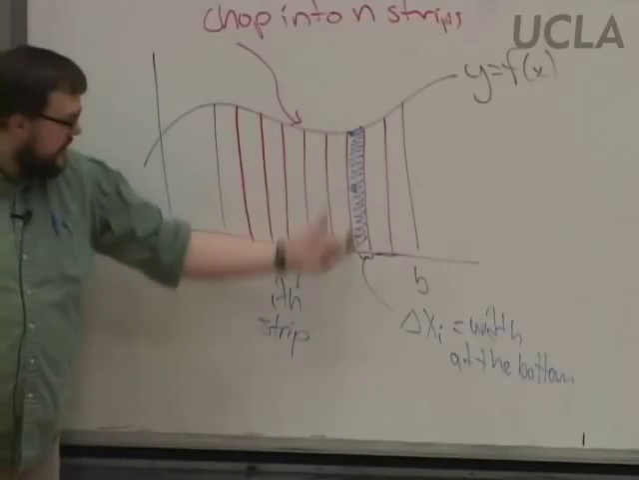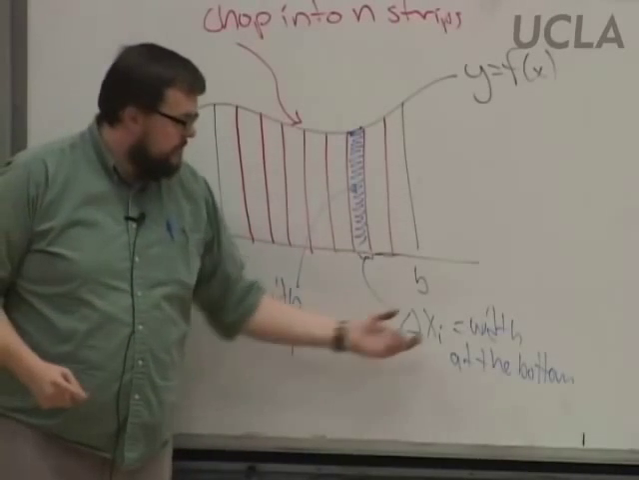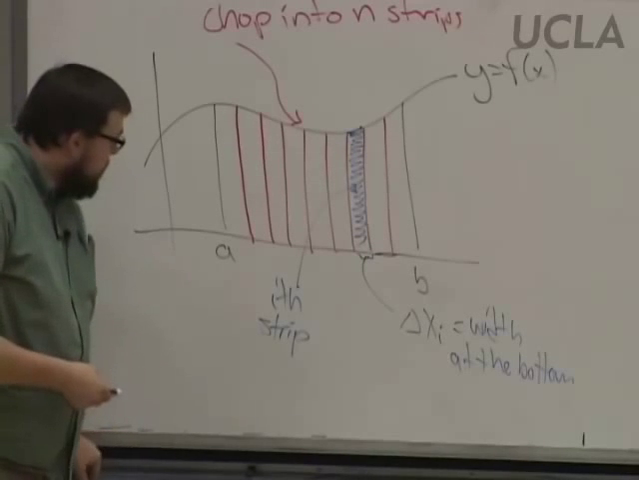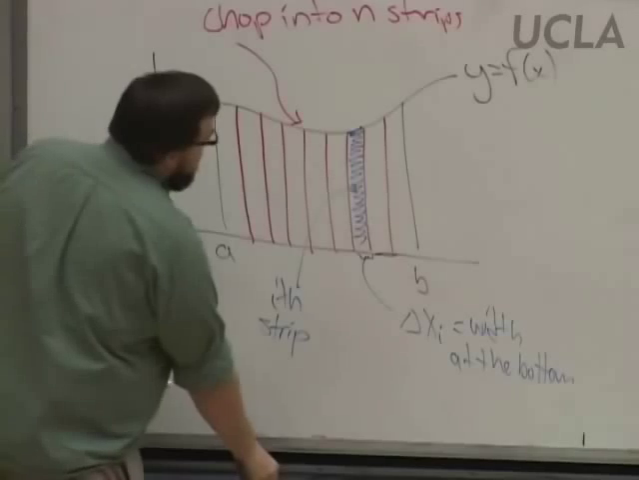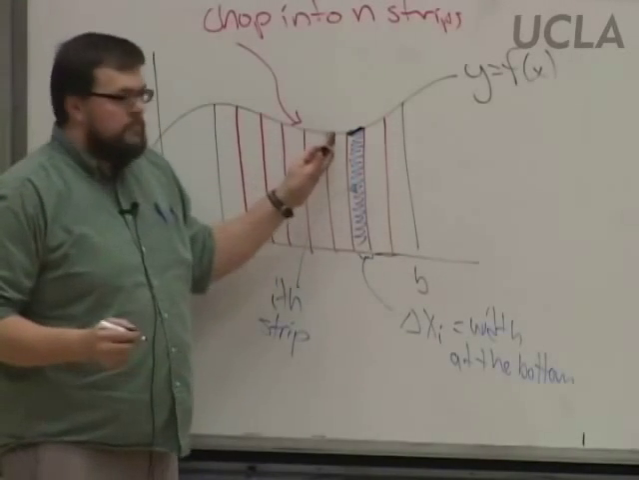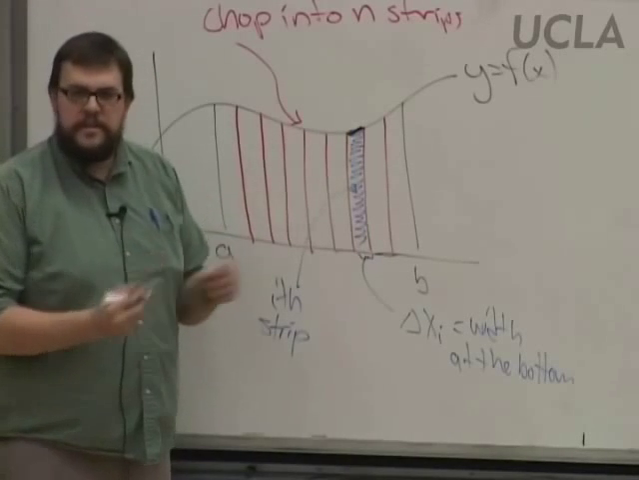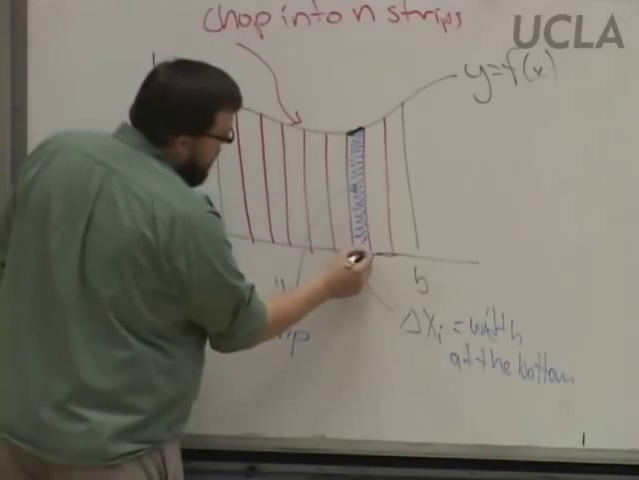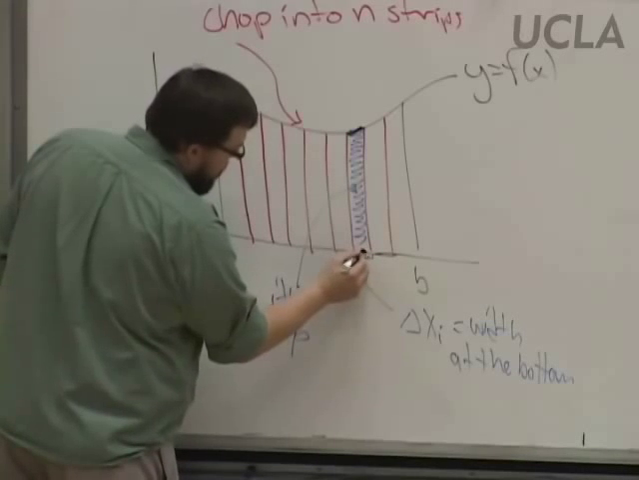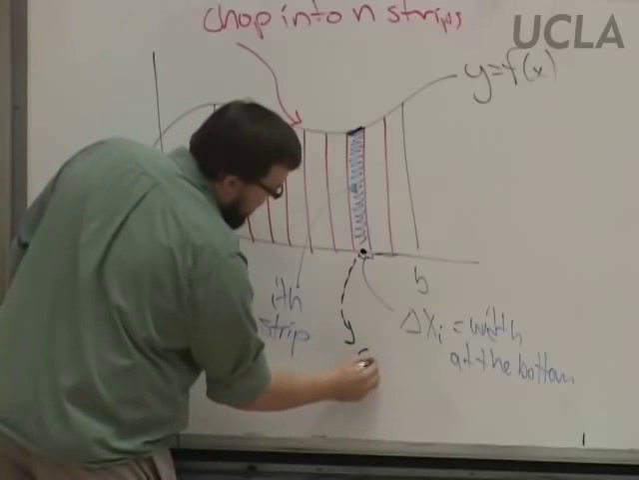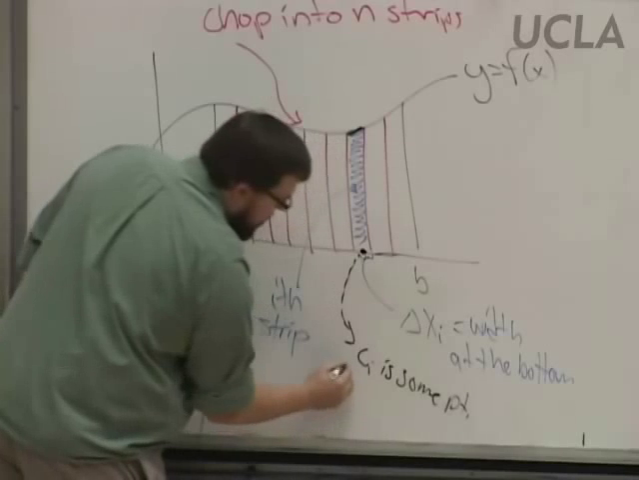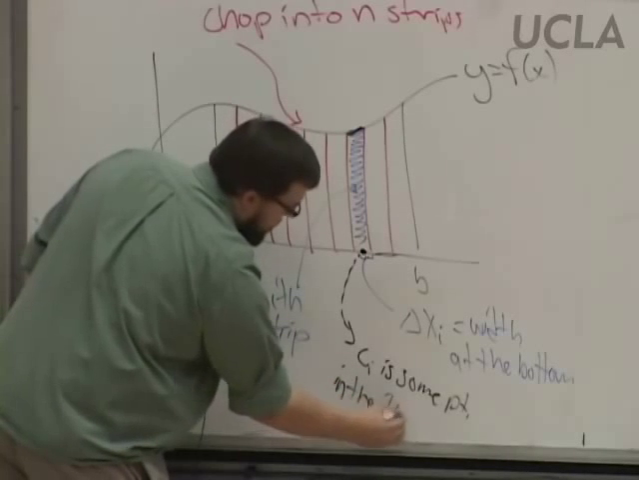So I look at the ice strip, and it has some width. Let's suppose we just call it delta xi, the width of the ice strip. And what's the height? Well, the height is basically going to be up here somewhere. Of course, it's not the same, because my function is not constant. It's changing. So what do I do? Well, I just pick any arbitrary point. Let's call this point Ci, some point in the ith interval here.